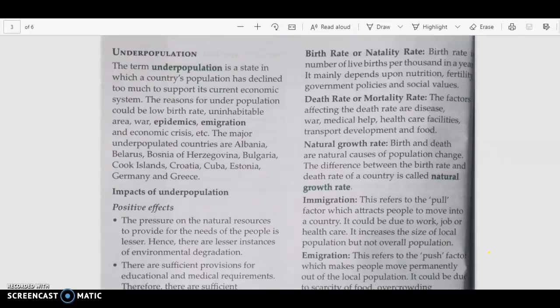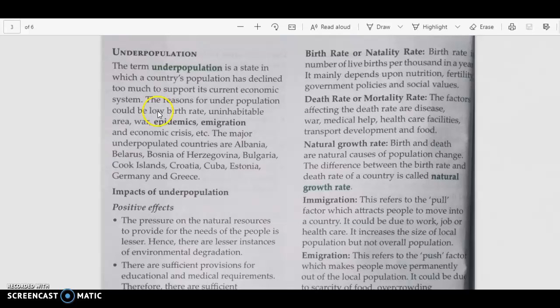Coming to underpopulation. Like overpopulation has certain pros and cons, similarly underpopulation does have pros and cons. Underpopulation, the term itself states, you can underline it, is a state in which the country's population has declined too much to support its current economy. Now the population has been reduced to such an extent that the taxes coming to the government are very less. Government does not have human resources to work. So the production reduces. We do have the raw material, we do have the resources, but the production will go down. Therefore, the country again suffers.